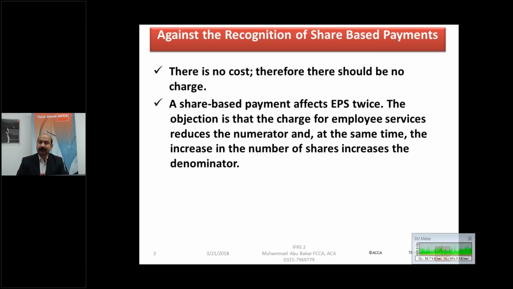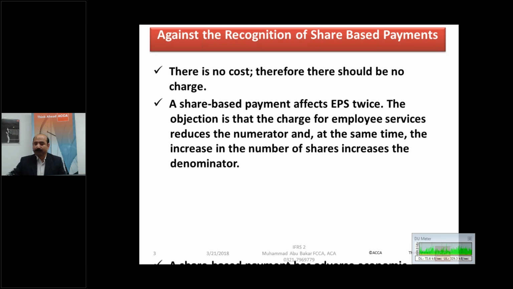This is because there are two different economic events. The numerator is reduced because of consumption of resources received in exchange for the shares, that is, services of the employee, and the denominator is increased because of issue of share options. So this was the second.